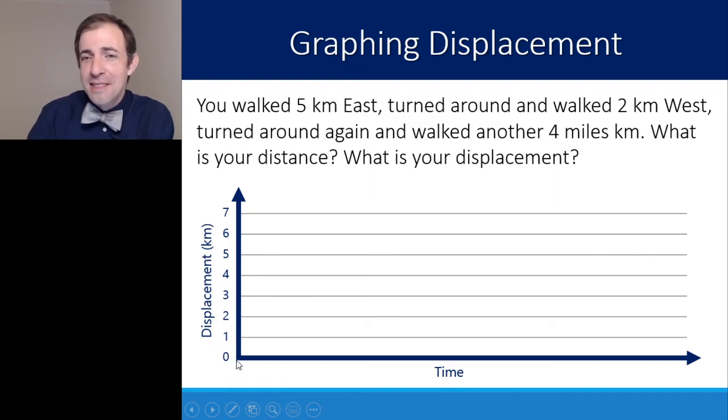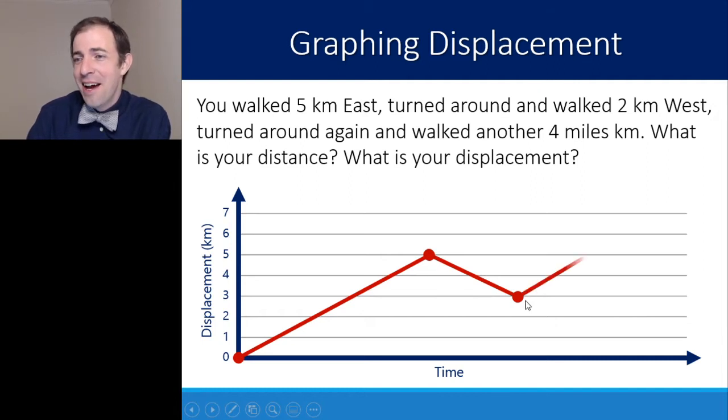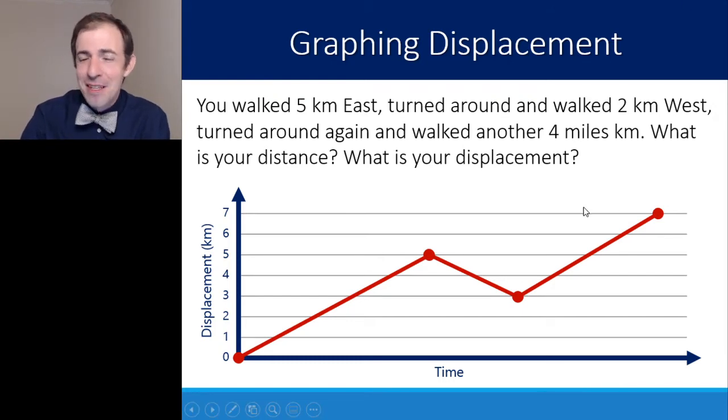So if I started at 0 time at position of 0, and I go 5 kilometers east, then I turn around and I go 2 kilometers, so I go back from 5 to 3, and then turn around again and go up to 7. That's the same thing I did on the last slide, only now I'm showing it in terms of time. And I can show the same going up 5, back 2, up 4 to get 11 and 7.